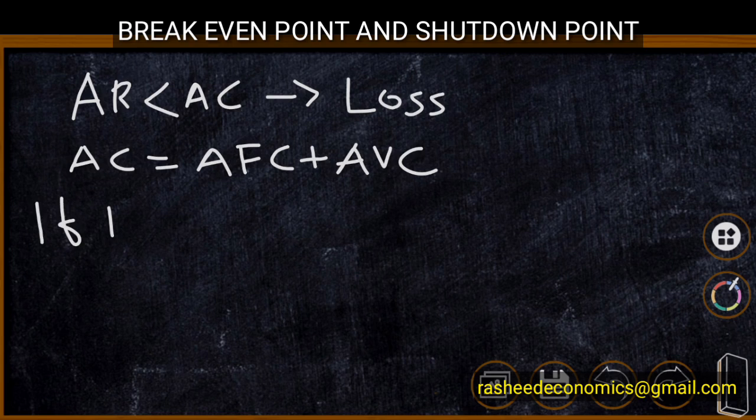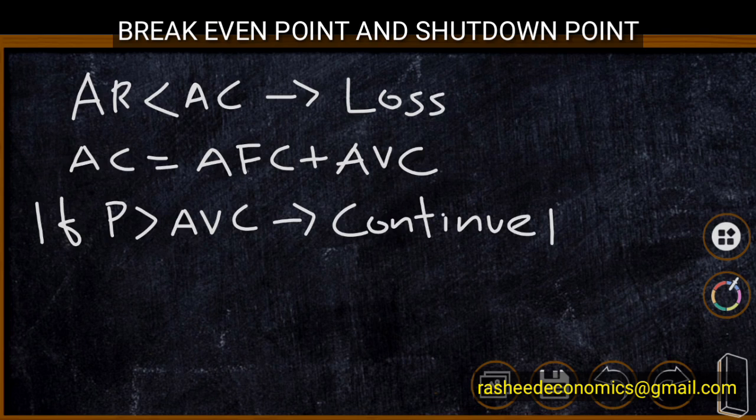Suppose the price of the product is higher than average variable cost. It means that the firm is getting a price which is higher than the running cost of production. Or we can say that at this price, the firm is able to cover a portion of its fixed cost. Therefore, the firm will continue production because the firm is able to get a revenue which is higher than average variable cost, which is higher than the running cost, and is able to meet some portion of its fixed cost.